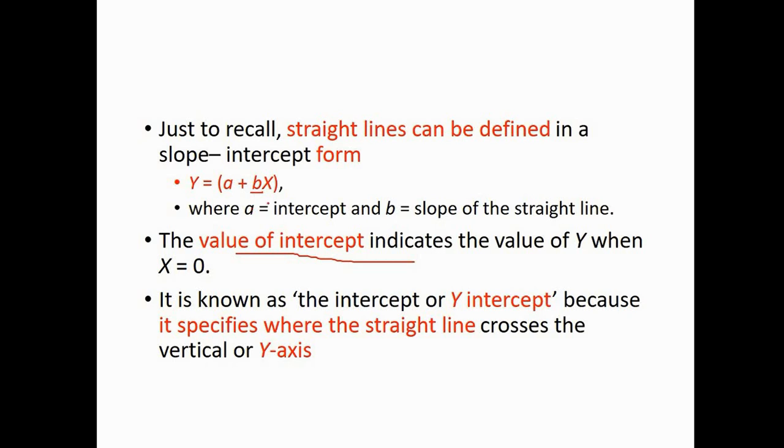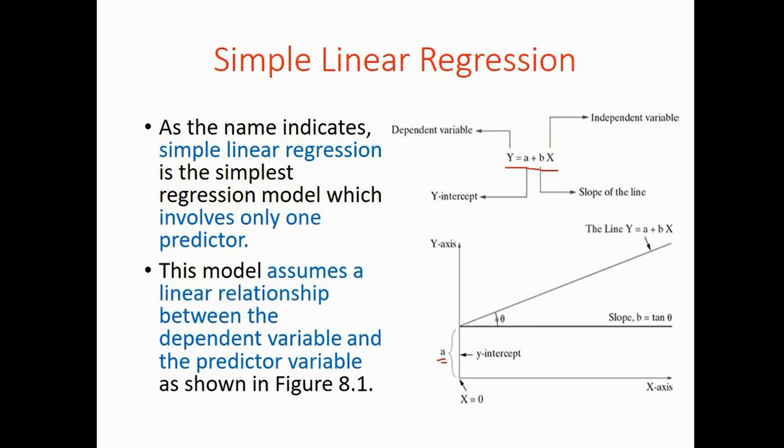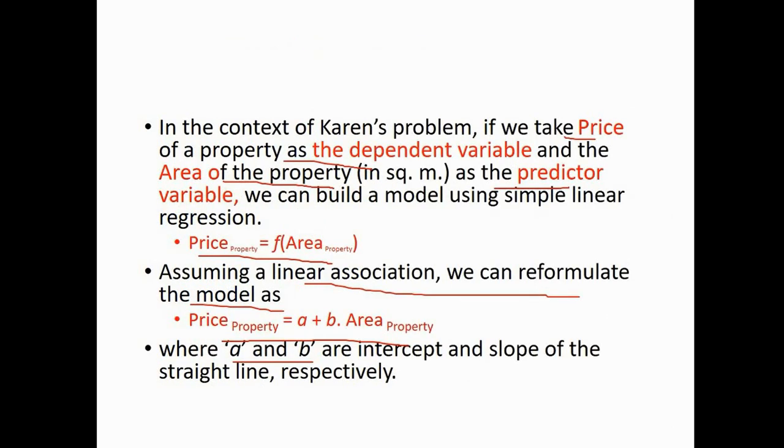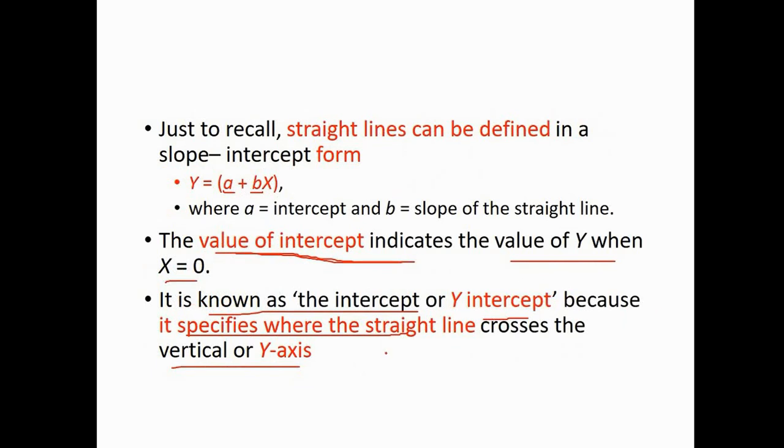Here b is the slope of the line and a is the intercept of the line. The value of the intercept indicates the value of y when x is equal to 0. It is also known as the y-intercept because it specifies where the straight line crosses the vertical or y-axis. So if you see this diagram, this intercept specifies where the line crosses the y-axis.